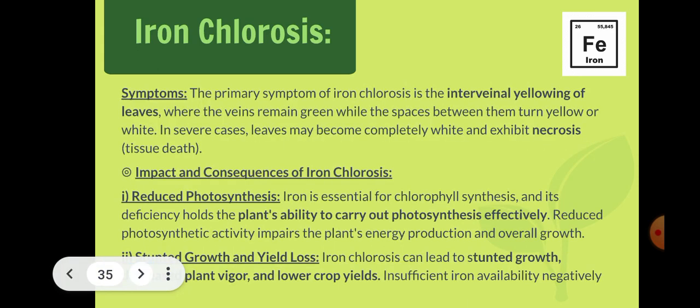The symptoms of iron chlorosis include the interveinal yellowing of the leaves, where the veins remain green, whereas the spaces between them turn yellow or white. In severe cases, the leaves may become completely white and exhibit necrosis.